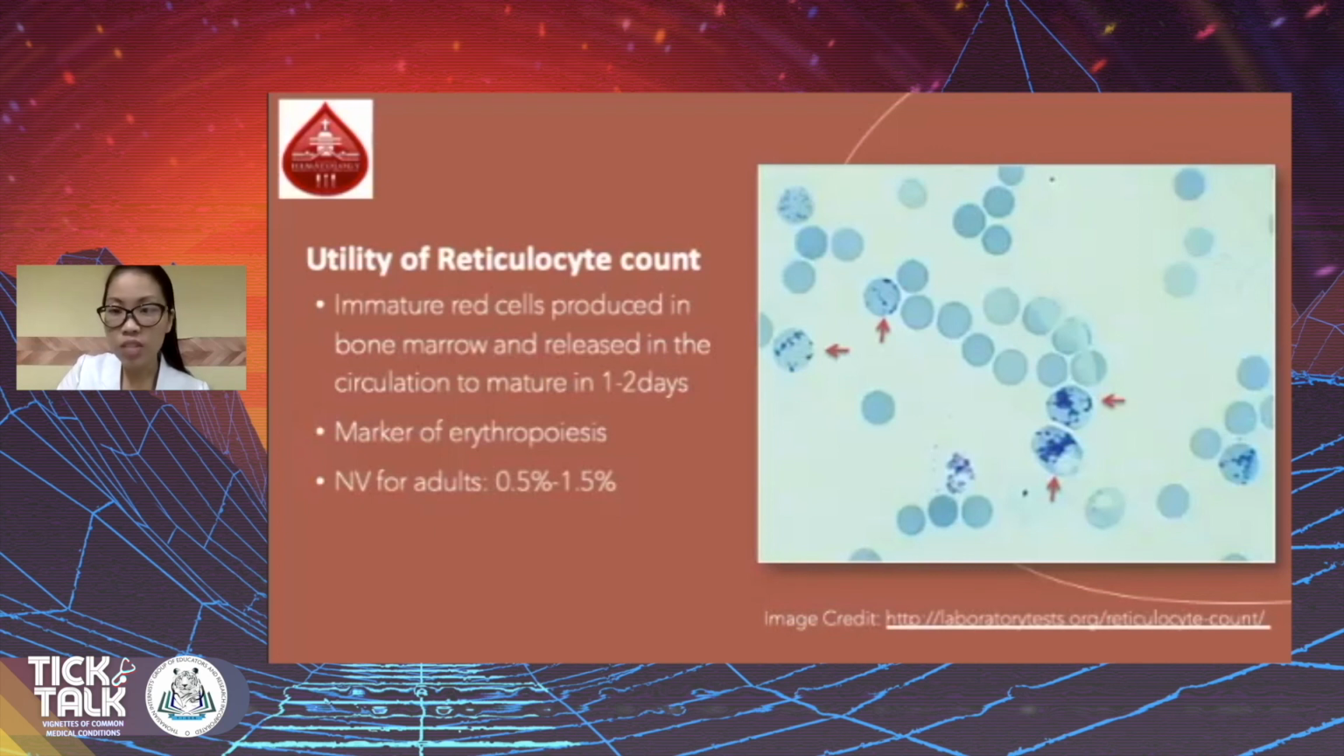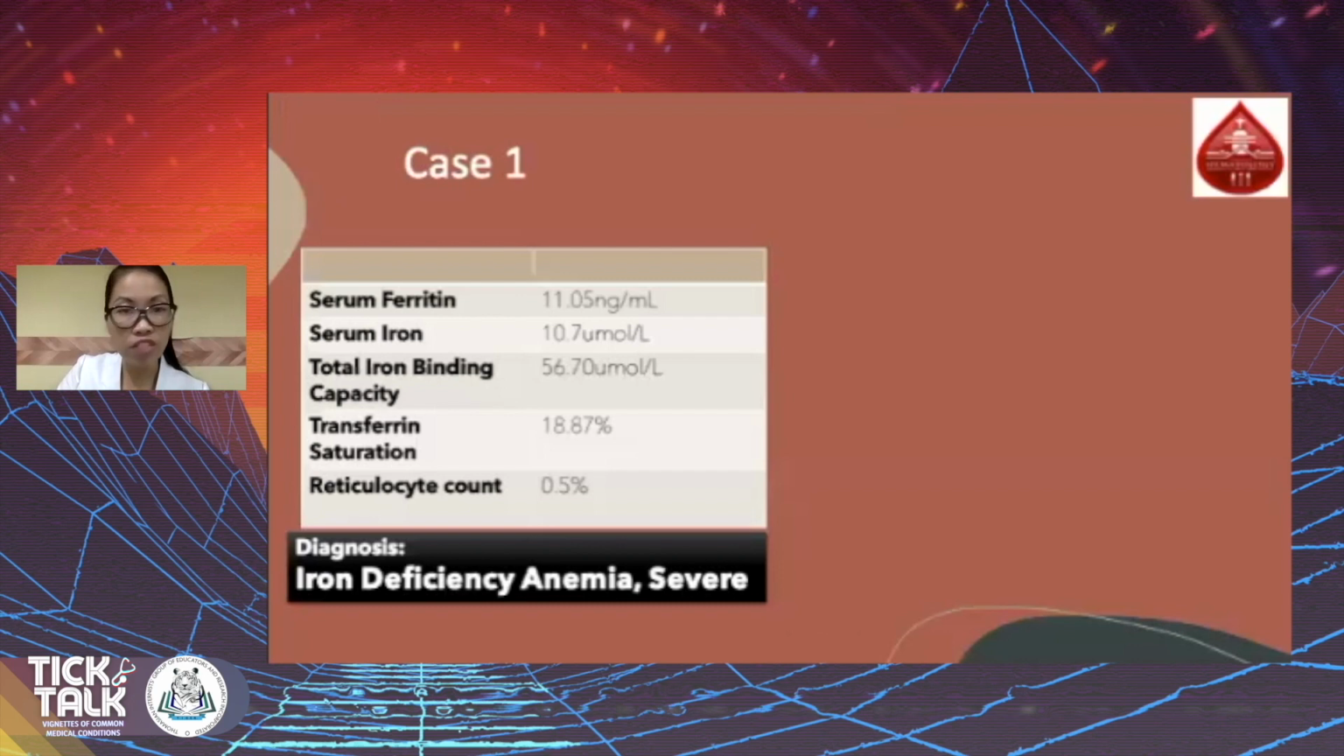Our case has reticulocytopenia of 0.5%. Additional workup included iron studies. We have a ferritin of 11, which is low, serum iron of 10.7, TIBC of 56, and computed transferrin saturation of 18.87%. With these results, we can zoom in our diagnosis to severe IDA.